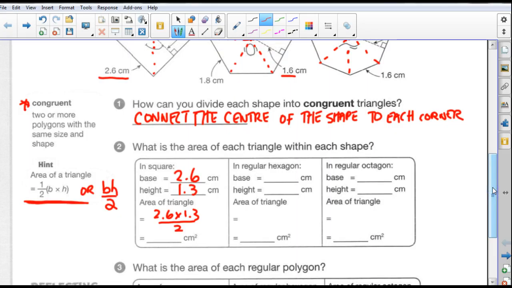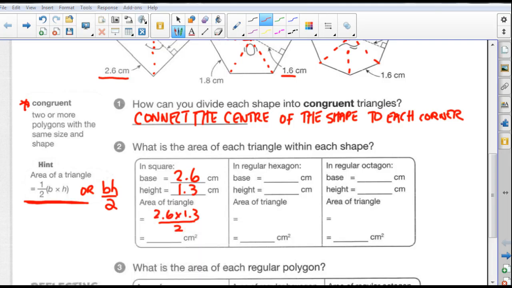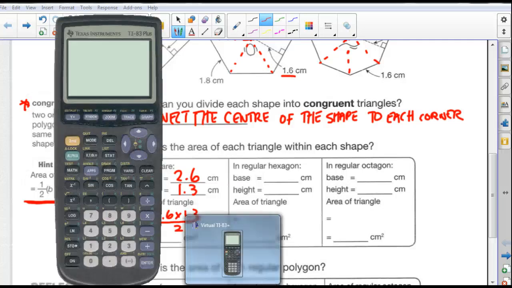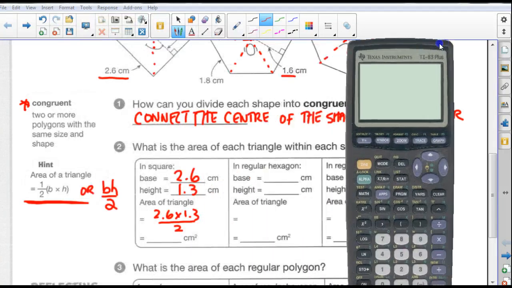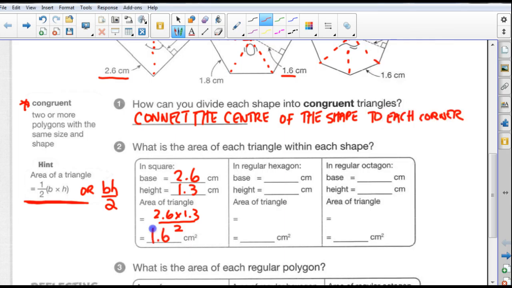Let me get my calculator out here. There's the calculator. I turn it on, clear it, and I can take 2.6 times 1.3, hit enter for equals, and divide that number by 2, and I get 1.69. So the area of one of these triangles is 1.69 centimeters squared.